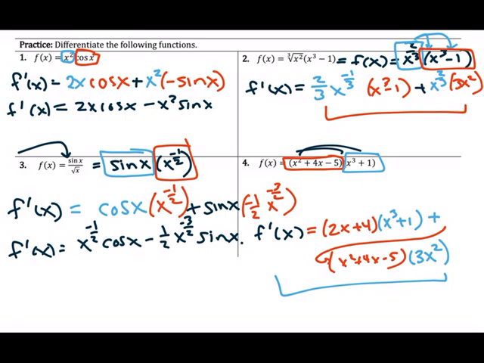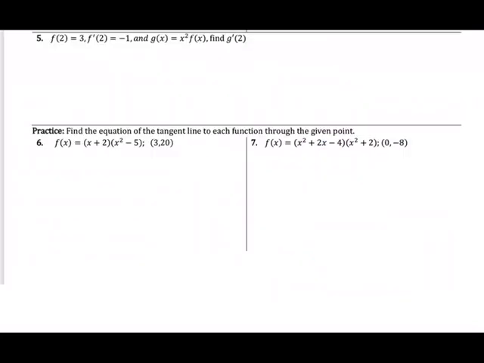Let's go ahead and look at 2 last examples, extending this idea of using the power rule to the idea of finding a tangent line. So looking at number 6 here, find the equation of the tangent line through the given point. So remember, when they give us a point, we can immediately start by filling in what we know is going to be true for point slope form.